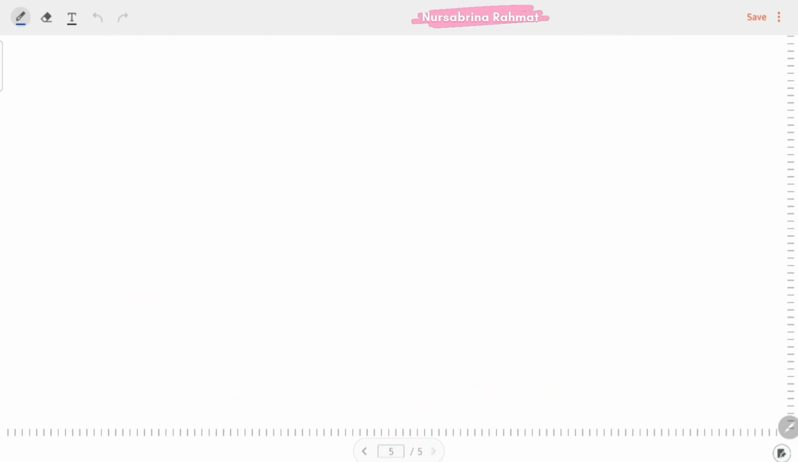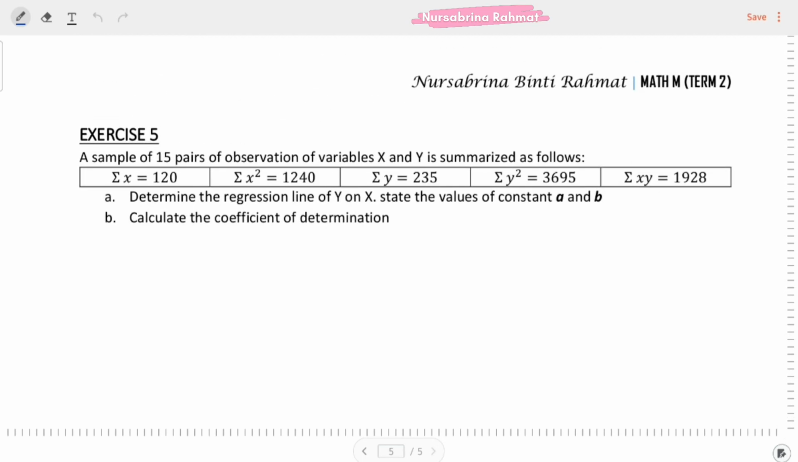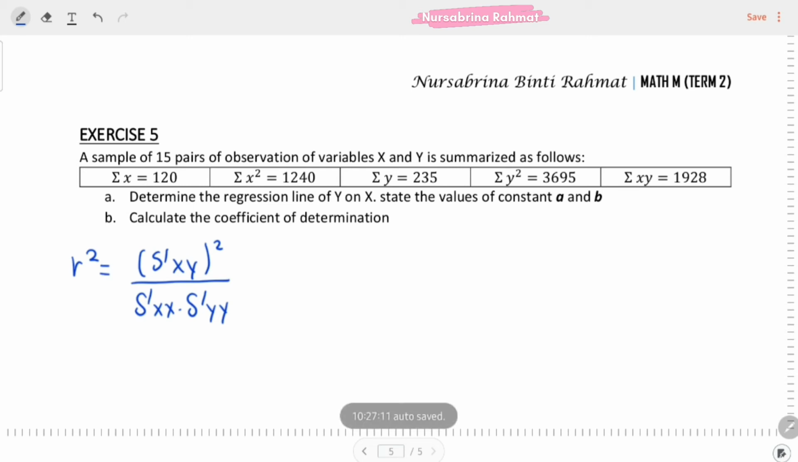Now I'm going to show you how we use the second formula of the coefficient of determination, which is r square equals s prime xy square over s prime xx times s prime yy. Actually, in the previous exercise you can still use this formula, but I simply want to show you how we use another formula, because sometimes the question might ask you to use this formula to calculate the coefficient of determination.